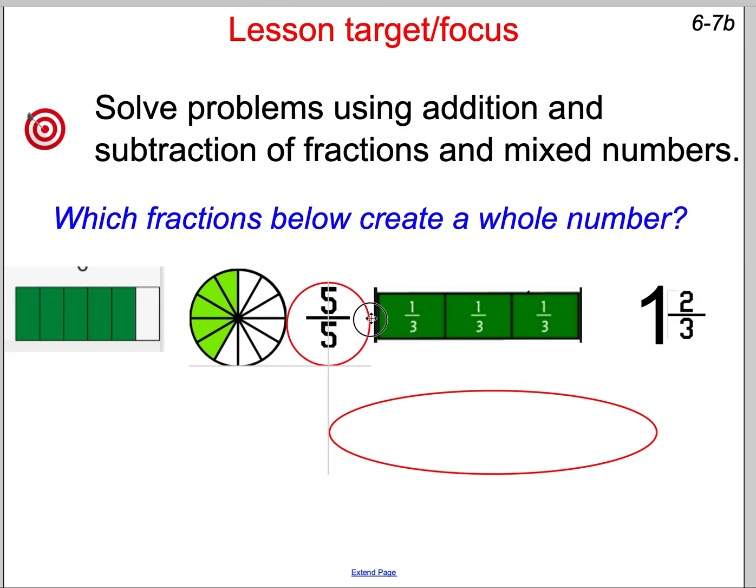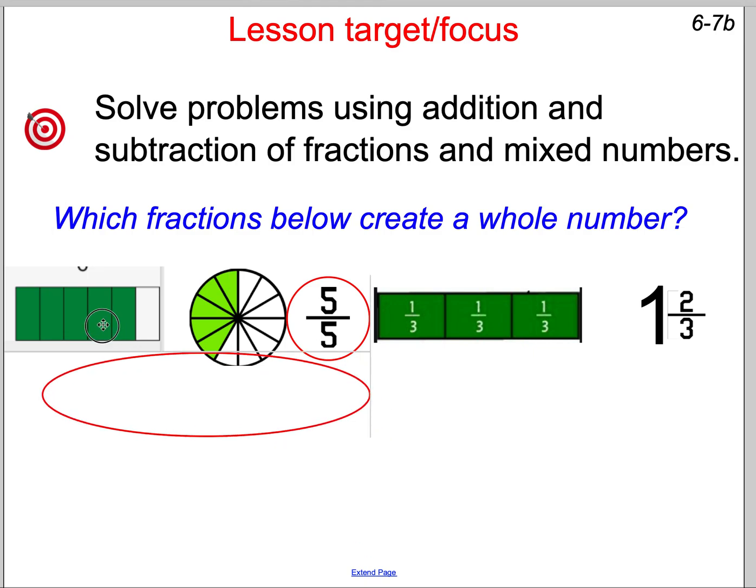Yeah, if you said 5/5 is a whole number, great. Whenever the numerator and the denominator are equivalent, that creates a new whole number. I invite 5 people to my party. All 5 kids came. I have a whole set at my party. Which one is the other whole?